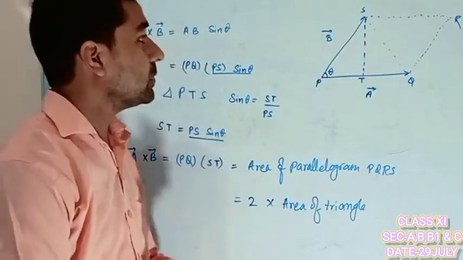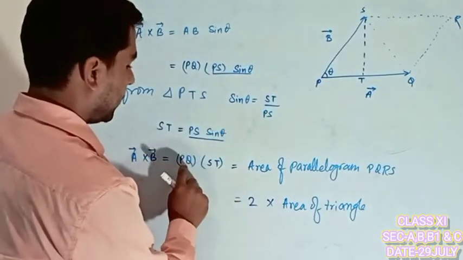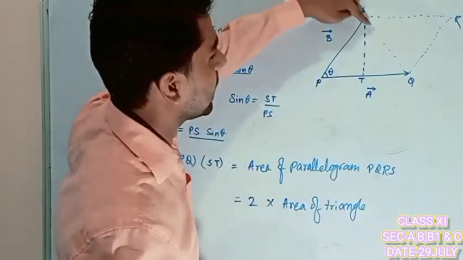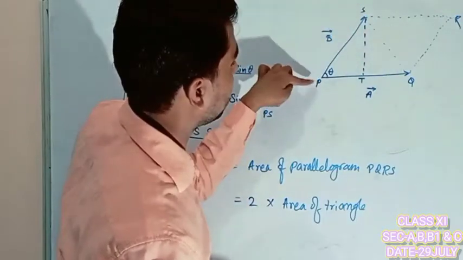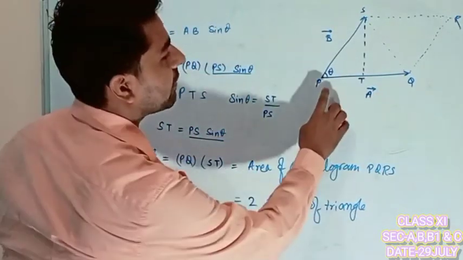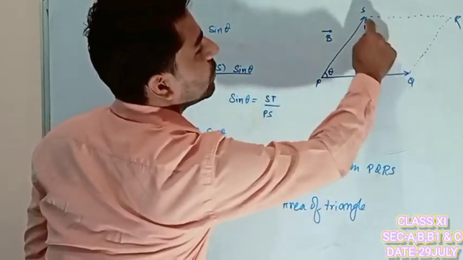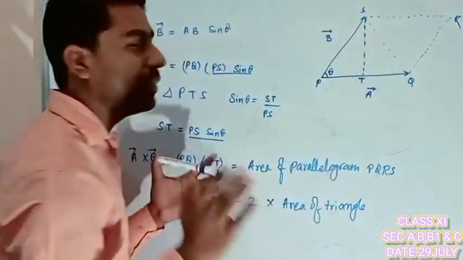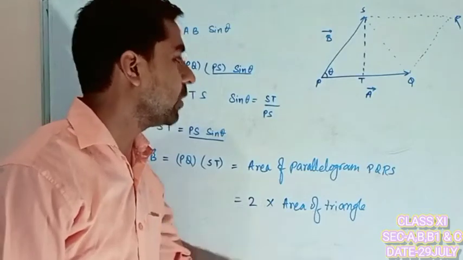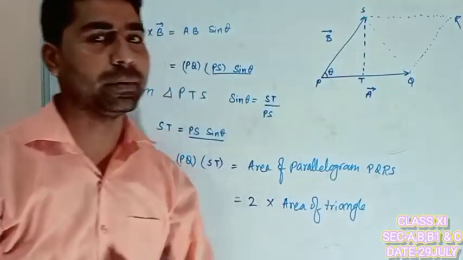So what are you getting? Area of triangle is half into base into height. So this is PQ, this is ST. PQ is the base, ST is the height. I am taking the half of it in this triangle, the PSQ triangle. So it will be half into base into height for this small triangle, and the same we will do with the SRQ triangle, and we will get the same. That is why I am saying that the area of parallelogram PQRS will be equal to twice the area of triangle, either you are taking the PSQ or SRQ. So this is the geometrical interpretation.